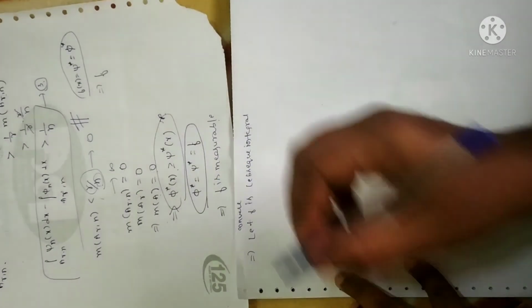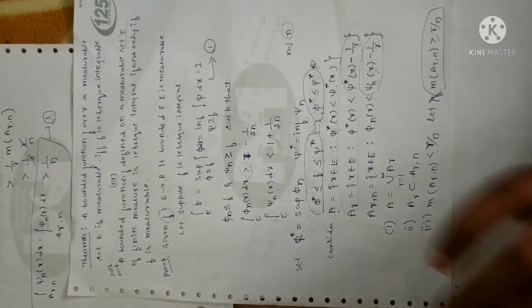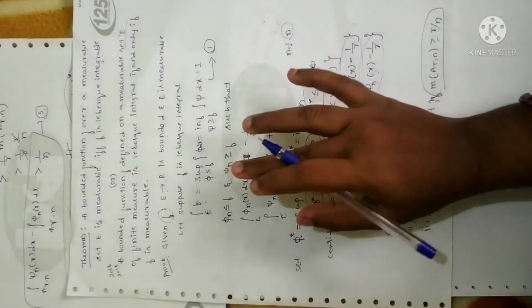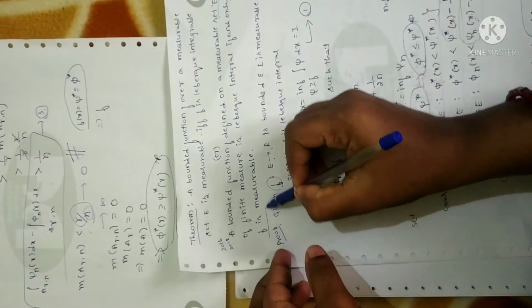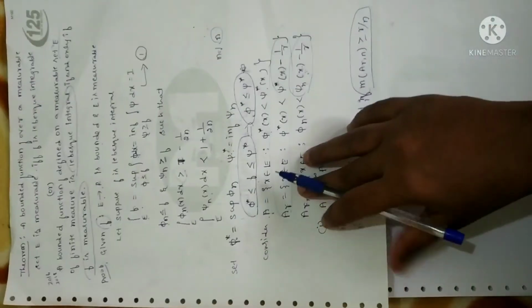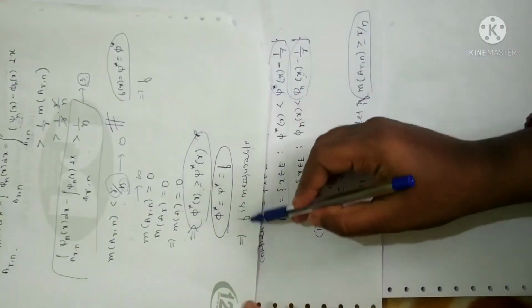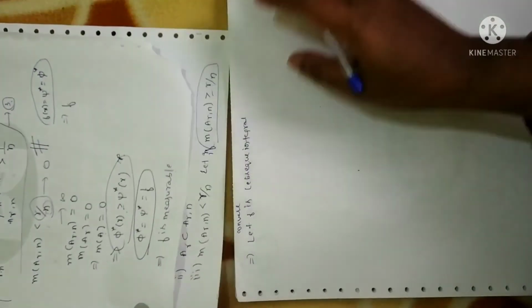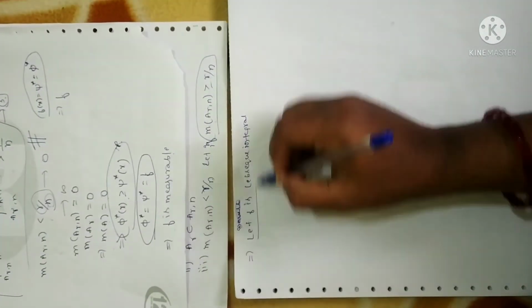I am just repeating once again. The given statement says that we have to prove two conditions. First one is we have to prove f is measurable, and second one is that f is Lebesgue integrable. What I have proved in the first case is that f is measurable. Now in the second case I have to prove that f is Lebesgue integrable.